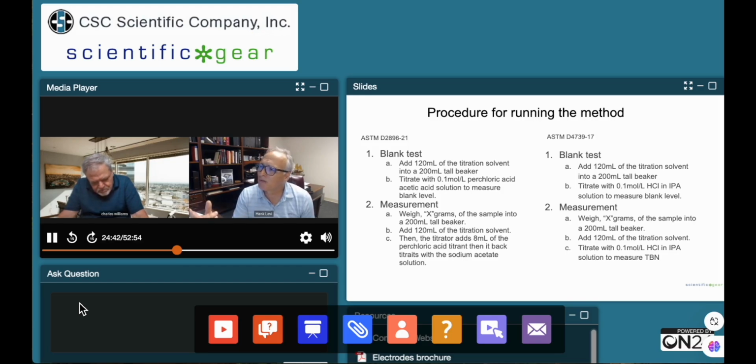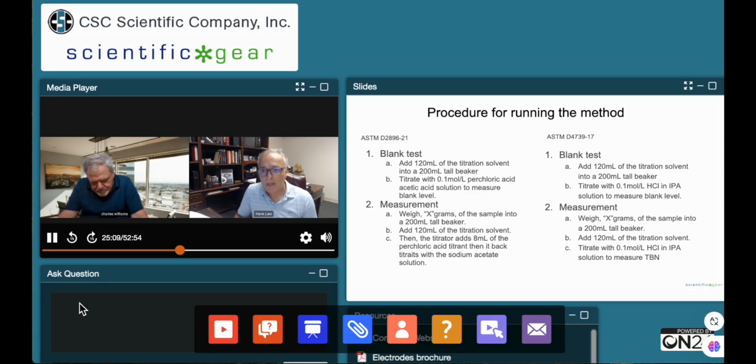Would you say it's more straightforward, or simple, I think? Yeah, I think so. Okay. So again, 4739-17 has one burette because you only have one titrant, whereas with ASTM 2896-21, you have two reagents, and you're going to have to titrate both, so you're going to have two burettes for that setup. So I think that's good.